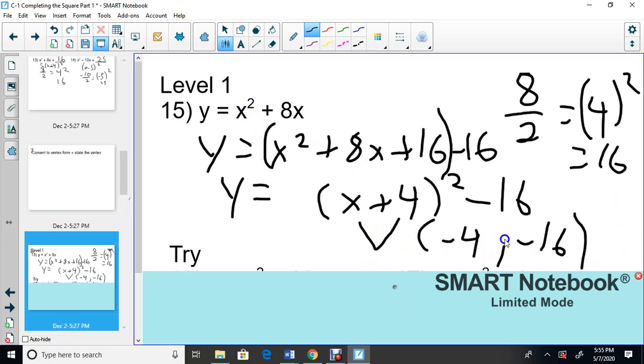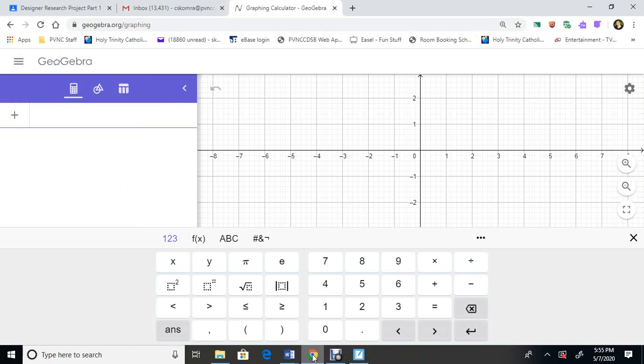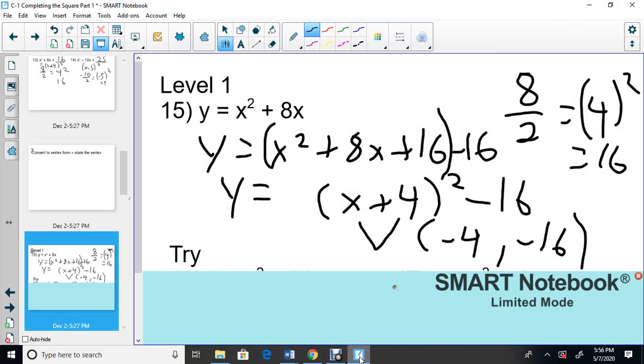Okay, so we've just put it into vertex form, and we found the vertex. Now this is the vertex. Okay, let's take a look at a graph. So I'm going to switch over to the graph. I'm going to type that equation into the software we've been using. So we have y equals x squared plus 8x.